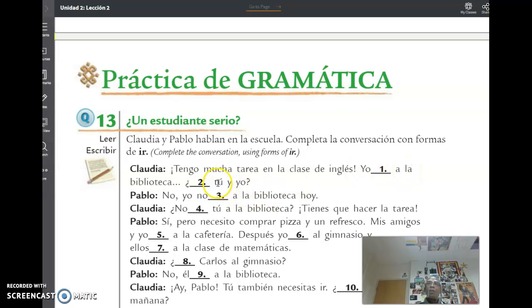Now, tú y yo. Now, here is a question. The verb is going to go before the pronouns, right? So the subjects are tú y yo. Tú y yo, you and I, make what? We, right? You and I make we. So what would be the correct form of the verb ir? Vamos. Correct. Vamos tú y yo. Correct. Next one.